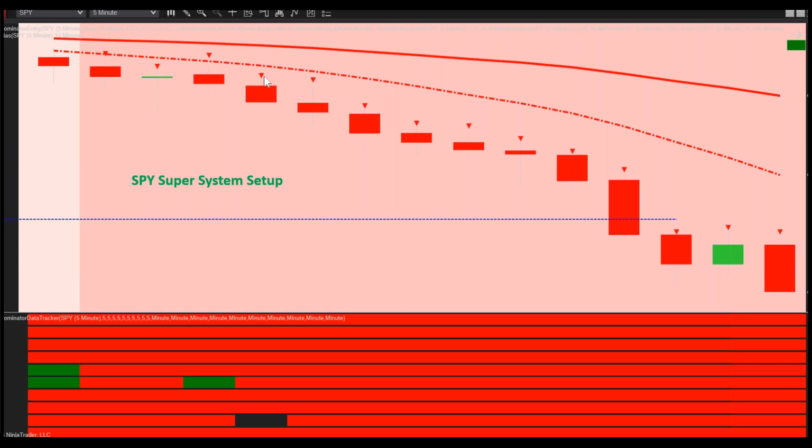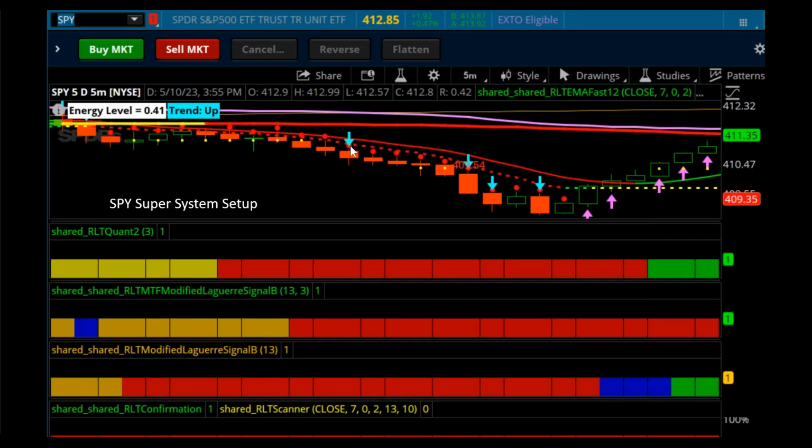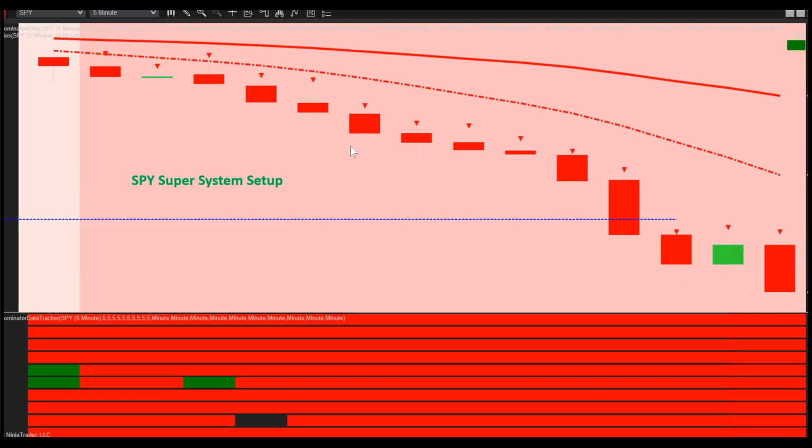Market internals are heavily in our favor. So you've got this setup and this setup. When I see them both like that, I have these both up on my screen at the same time on my computer system. When I see this, then I go ahead and do a SPY super system setup. And there's the trade you got.